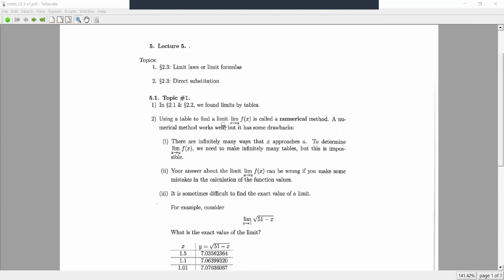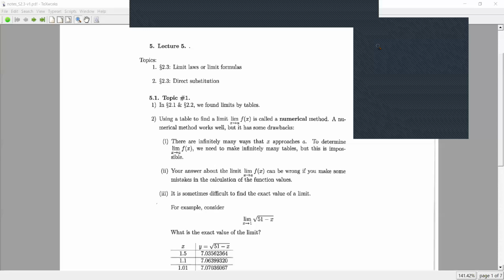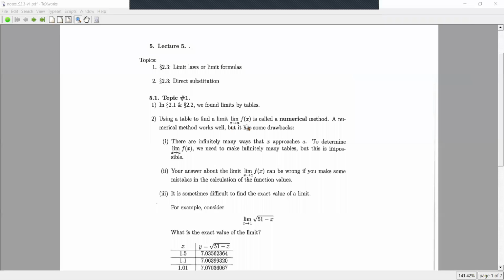Using a table to find a limit is called a numerical method. Numerical method works well, but it has some drawbacks. About a limit, remember two important conventions. Convention 1, as independent variable x approaches a, in this process, x is not allowed to take the point a directly.